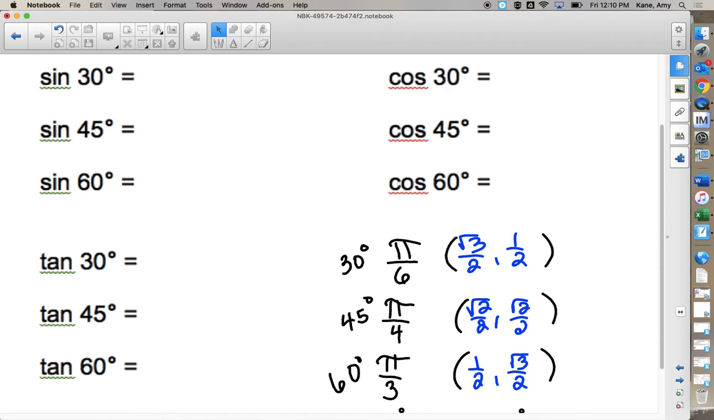3, 1, 2, 2, 1, 3, right, Drew? All divided by 2. Yeah. Drew, that was pretty quick. Yeah. On the ball for a second.